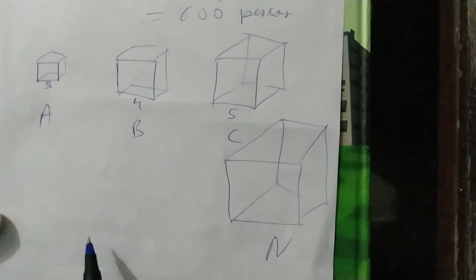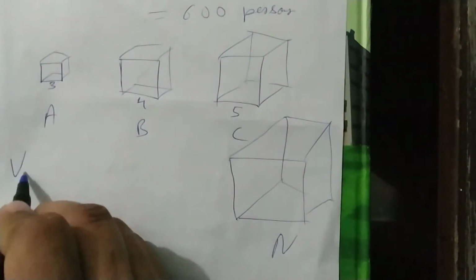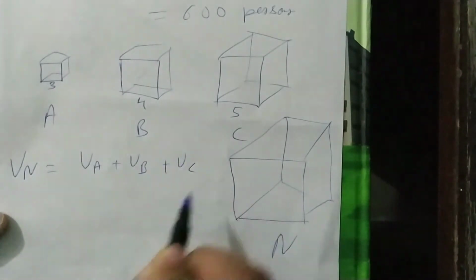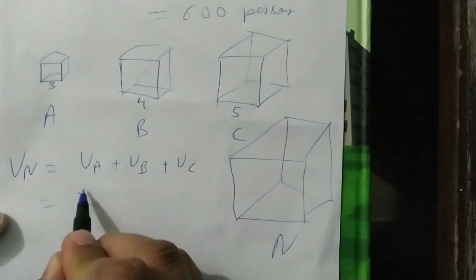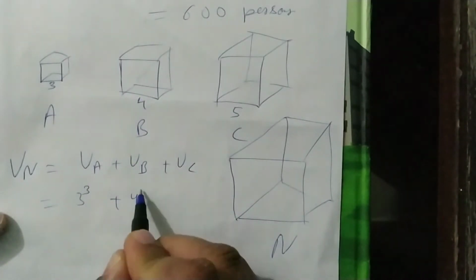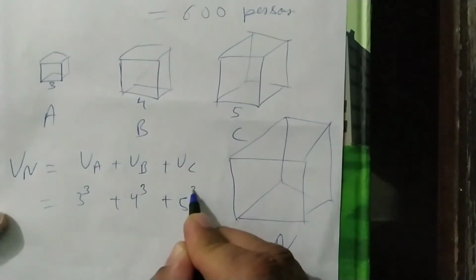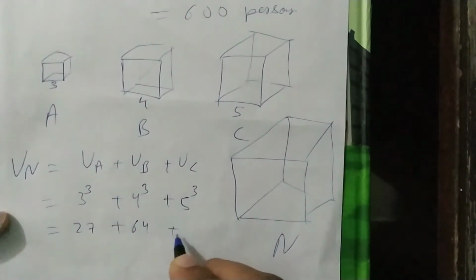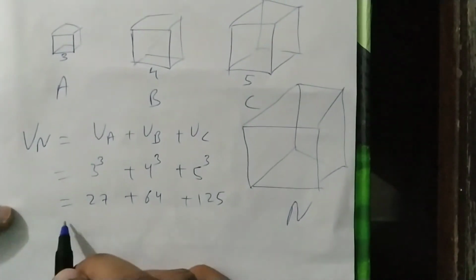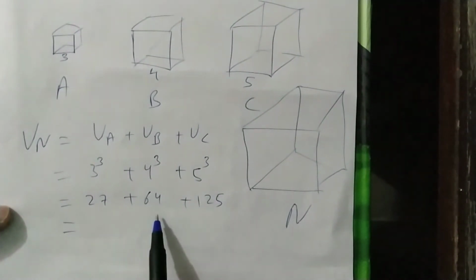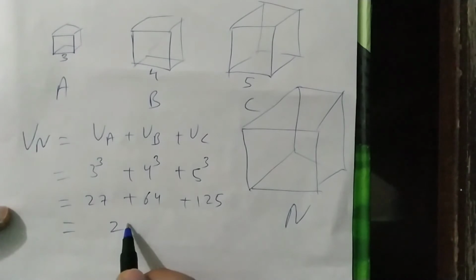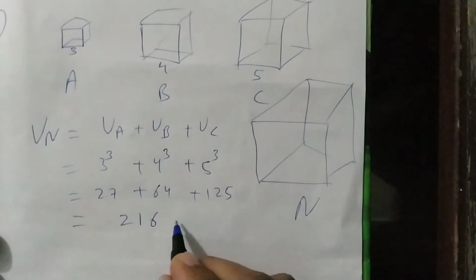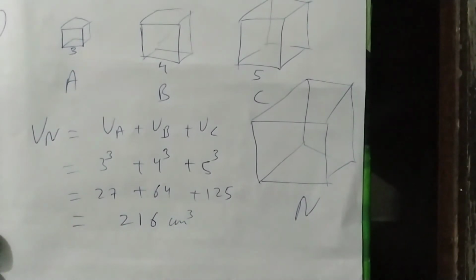So the volume of the new cube is equal to the volume of cube A plus the volume of cube B plus the volume of cube C. Now the volume of A is 3 cube, of B is 4 cube, and of C is 5 cube. This is 27, this is 64, this is 125. Now just add these numbers, we will get 216. So this is 216 cm cube.